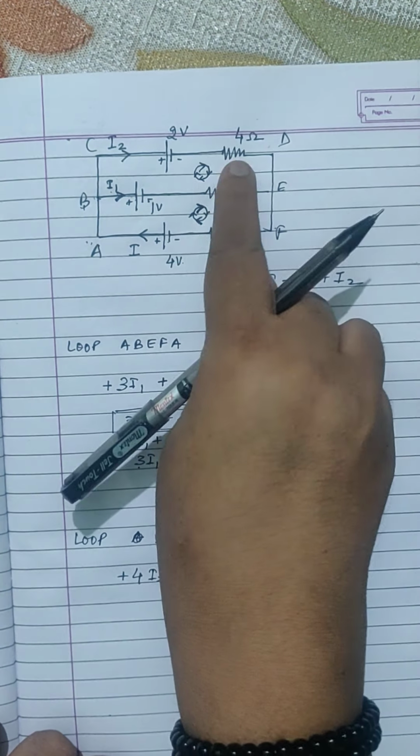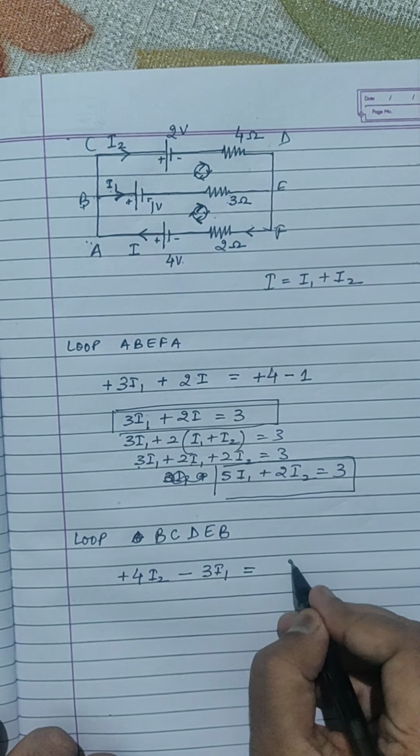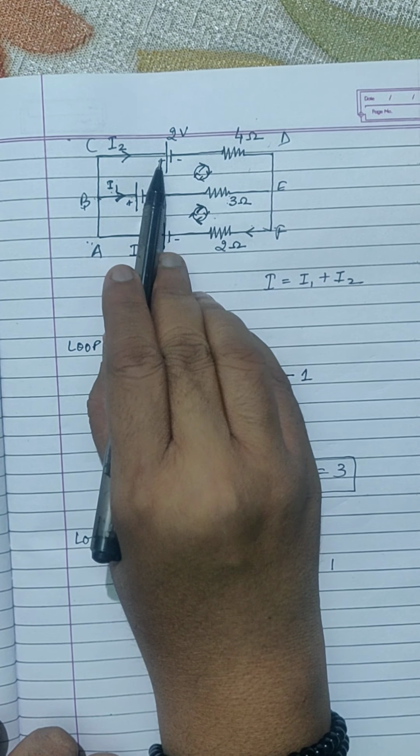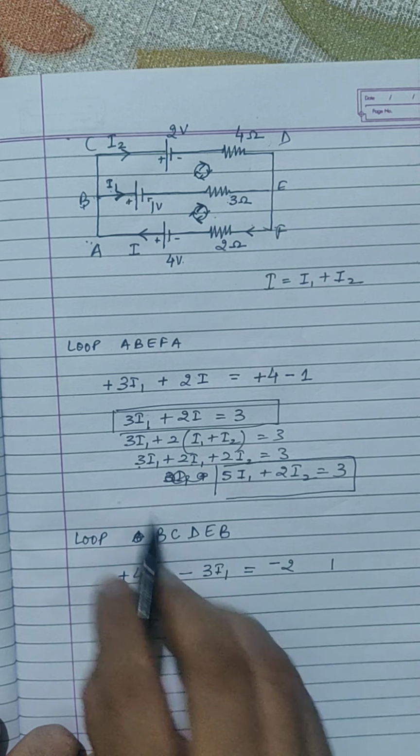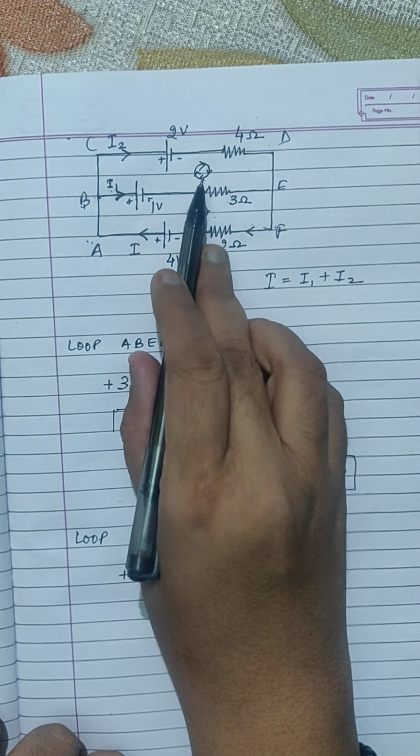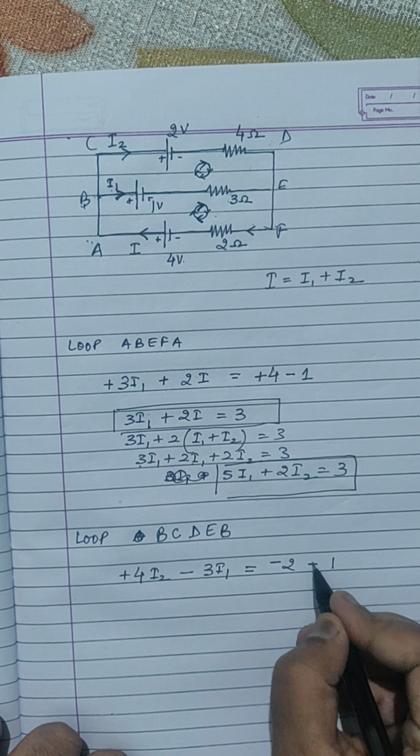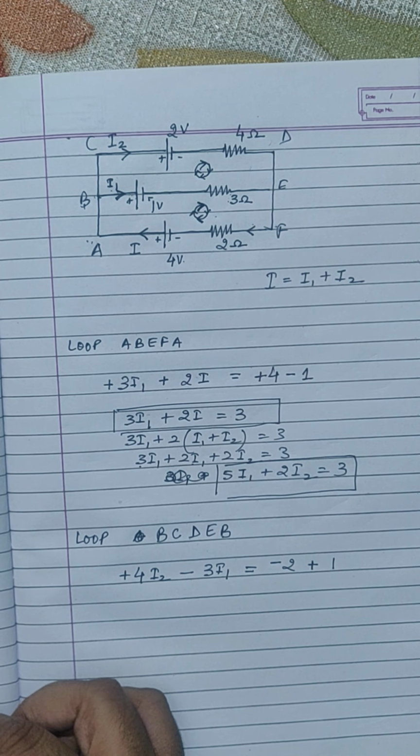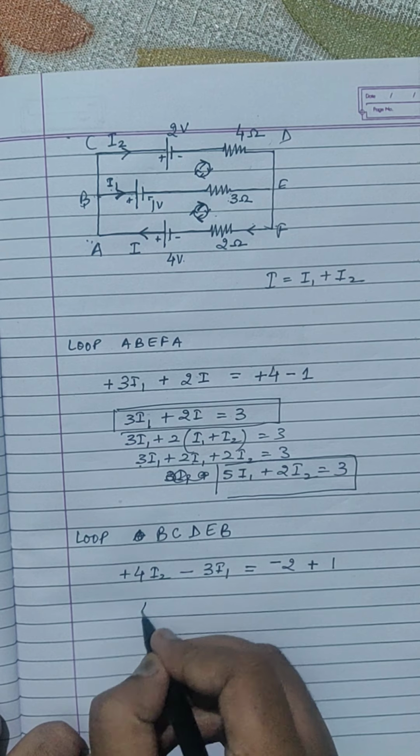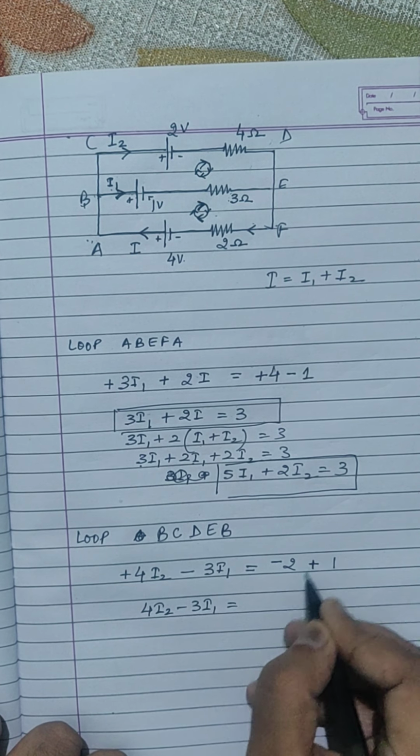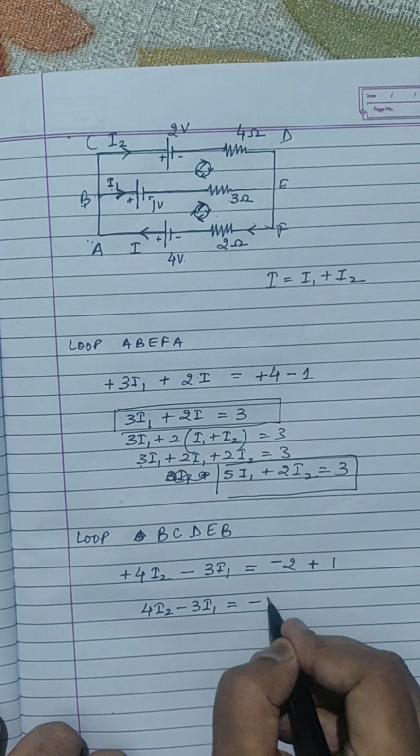Equals to, there are two batteries, 2 and 1. So the 2, it is towards right, from positive to negative, so it has to be negative. And in this direction it is towards left, that means negative to positive. Negative to positive is positive. So minus 2 plus 1. So 4I2 minus 3I1 equals to minus 1.